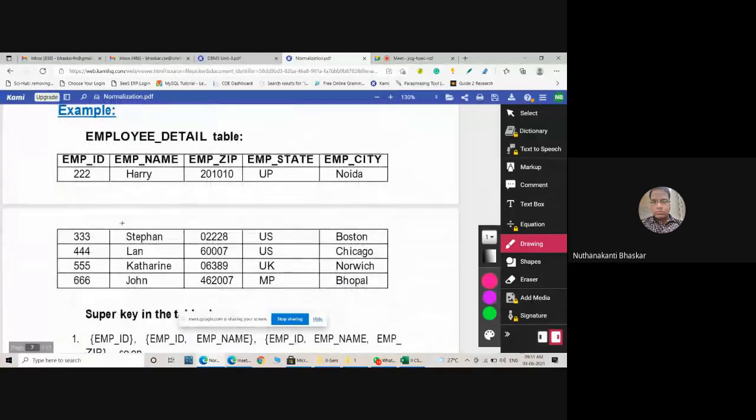The first example, just observe employee details. This is the employee table. Here we have employee ID, employee name, employee zip code, employee state, employee city. When you observe, employee ID is a primary key. Yes or no? Yes, sir. Remaining all attributes are depending on the primary key, that is a common phenomenon.